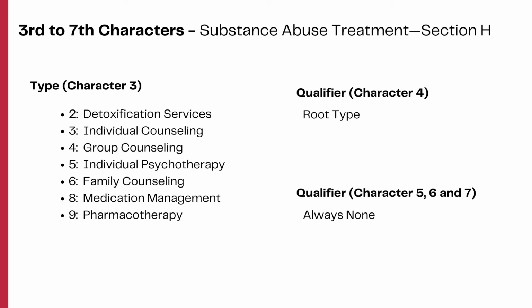And the fourth character. The character 3 type has these 7 values: detoxification, individual counseling, group counseling, individual psychotherapy, and so on. Now, the fourth character is a qualifier that further classifies the root type. And as I said, the second character in this section and the fifth, sixth, and seventh characters usually do not convey any specific information about the procedure. So they are always none, identified with the character value Z in this particular section.